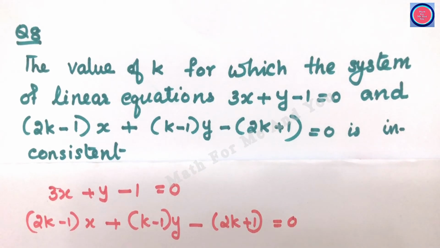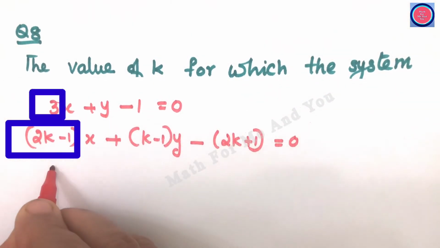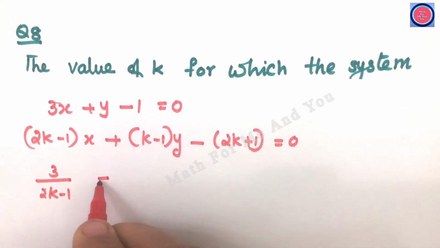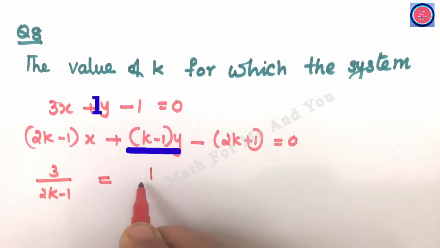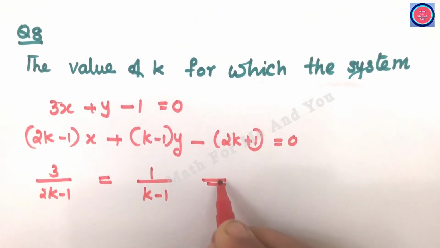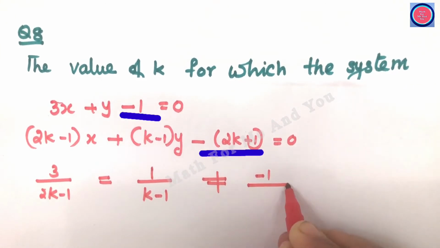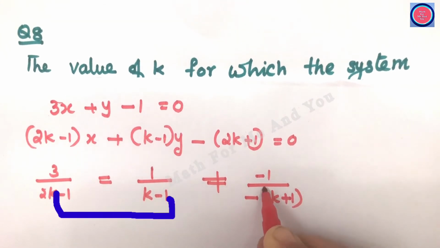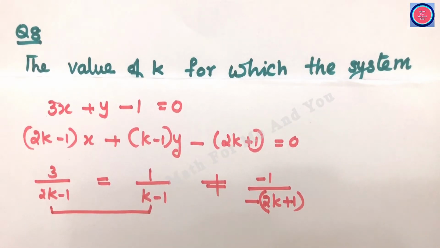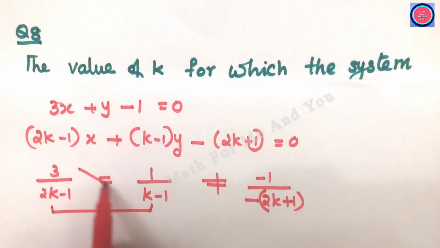First a1 by a2, that means coefficients of x. So we get 3 divided by 2k minus 1, which is equal to b1 by b2. So we get 1 divided by k minus 1, not equal to c1 by c2, that is minus 1 divided by minus 2k plus 1. I am going to start with the first two ratios. 3 divided by 2k minus 1 equals 1 divided by k minus 1.